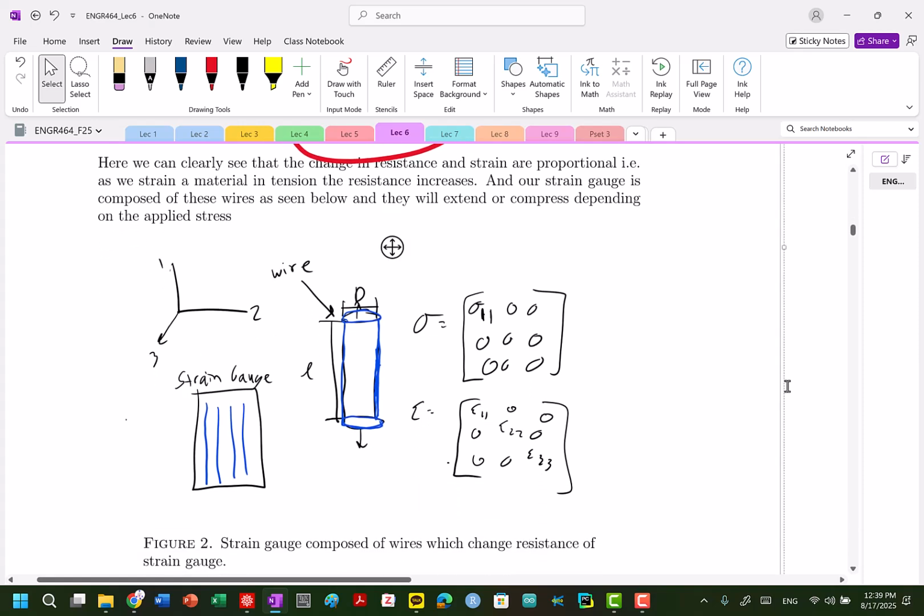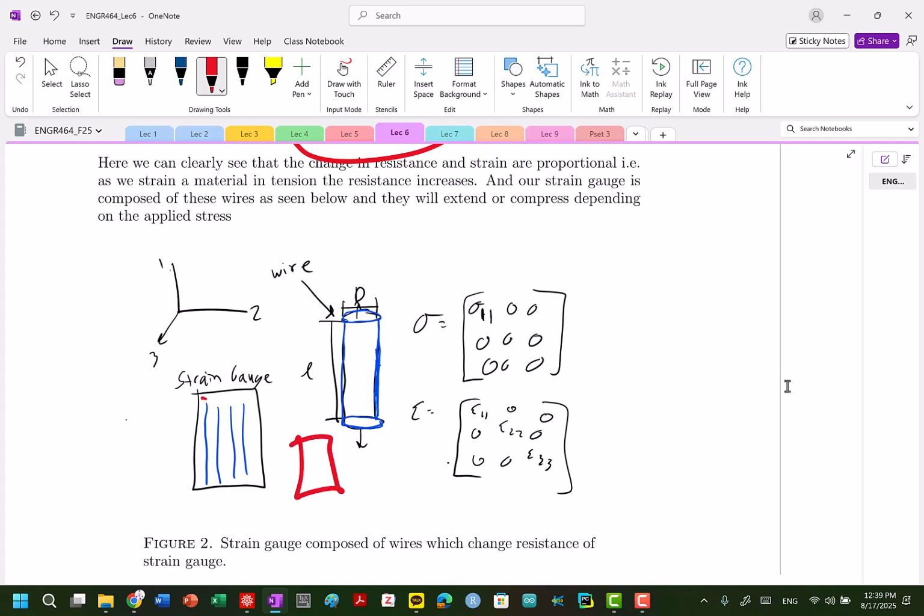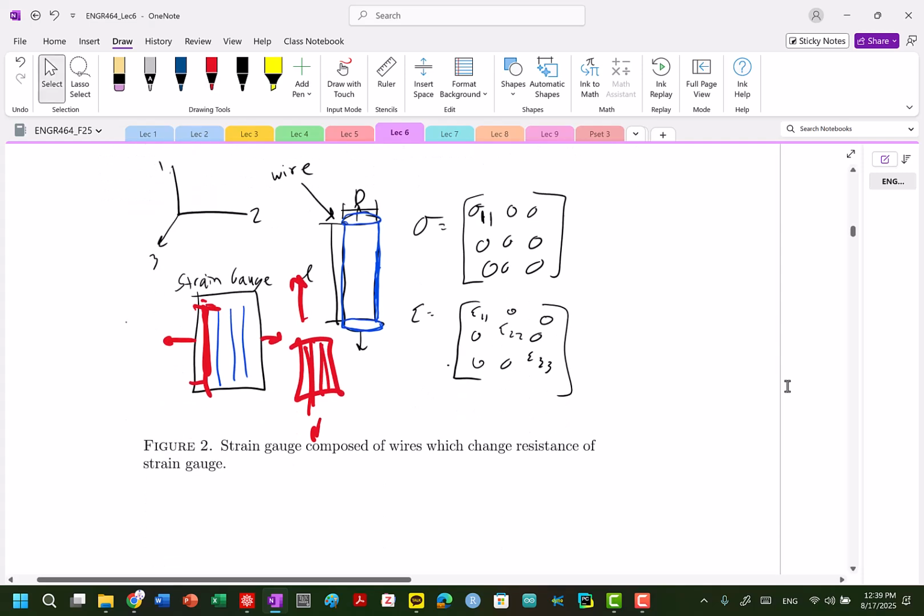Excellent. Remember, when you have a strain gauge, we're typically going to draw it just like this little box. The wires are in this direction. So if we're pulling along here or compressing it, we're looking at the change in the length of those wires. Now, what's happening in this direction, how will it affect the wires along this direction? That's the key idea here. So we're always looking at a strain gauge measuring in that direction.